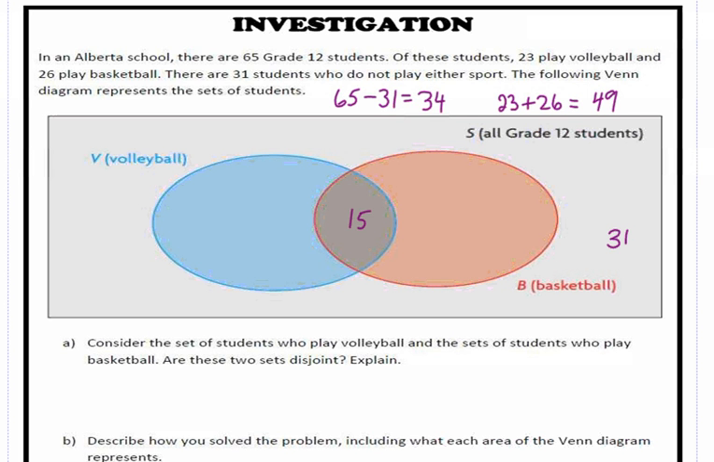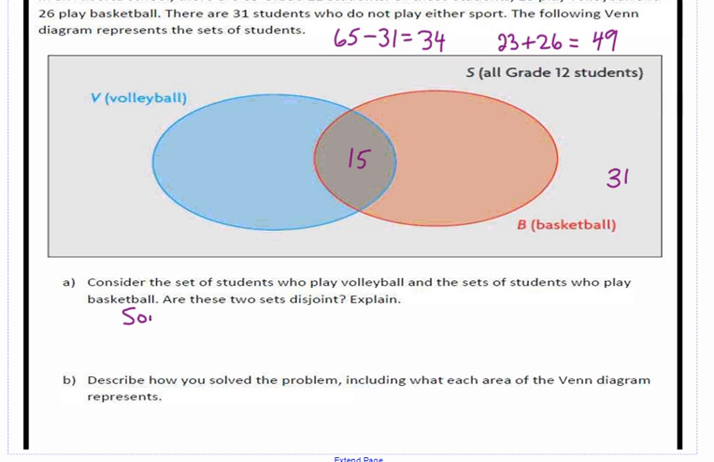Okay, I'm going to write a little sentence here. Since some play both sports, some must play both sports. We found out 34 play a sport or more than one sport. When we added the 23 and 26 together, that was more than the 34, so there had to have been an overlap.